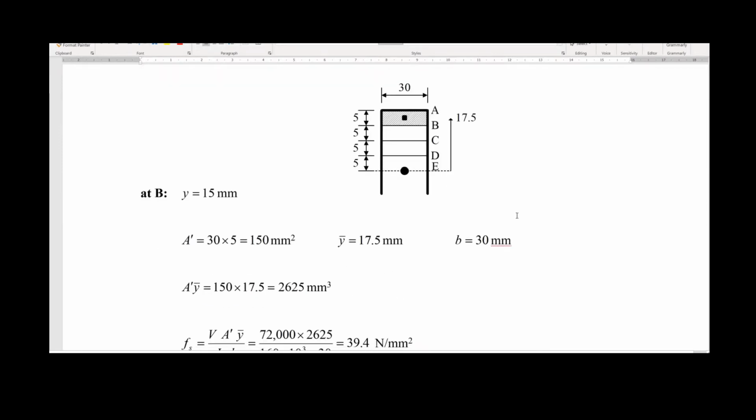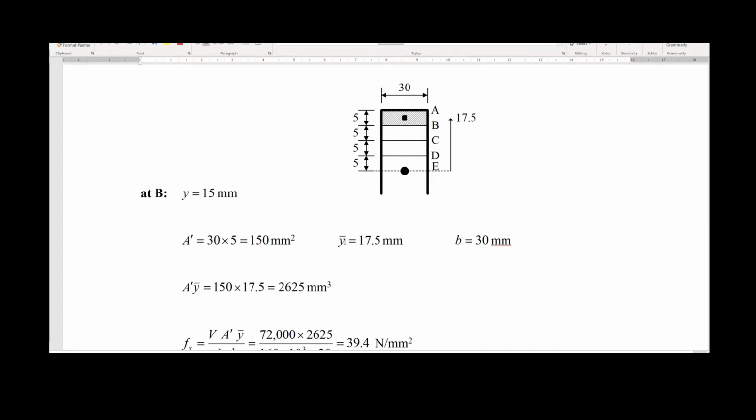The next point to consider is the point B. The point B is at a distance of 15 millimeters from the neutral axis, and because it's clear in here, it is 5 plus 5 plus 5, which is 15. The area will be the area that is in shadow in here. So it's 30 millimeters, which is constant for the whole cross section, multiplied by 5 millimeters. This is the area of this rectangle. We define it in here on top of the fiber we are analyzing. We are analyzing the fiber B, remember?